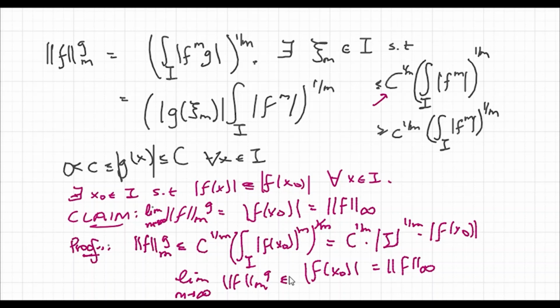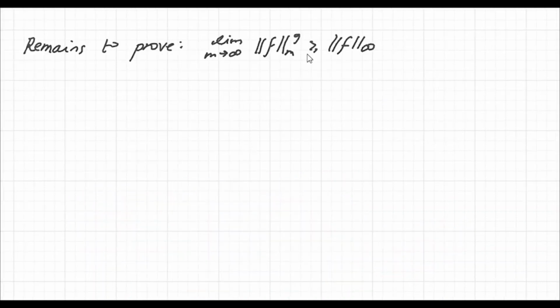So we've proved that this is less than or equal to this thing here. We now need to prove that this is also bigger than or equal to this thing here. But let me clean up my screen and we'll move on to that. Okay, so all we have to do now is prove that the limit as m goes to infinity of the norm of f_m is at least the sup norm of f.